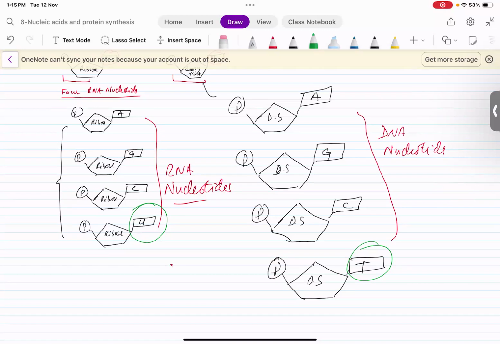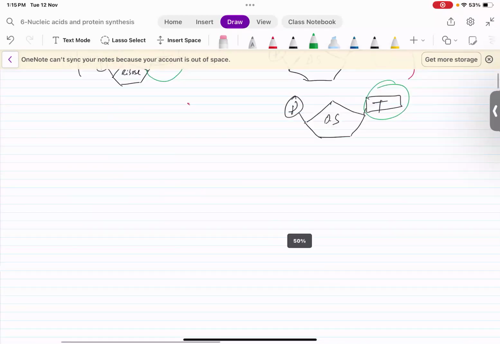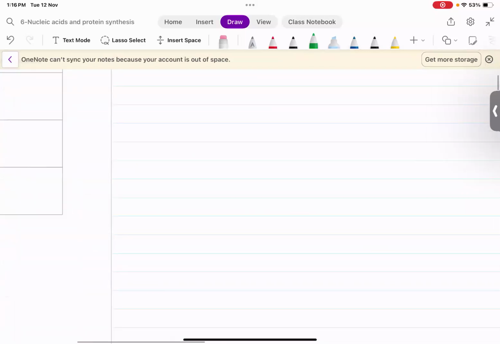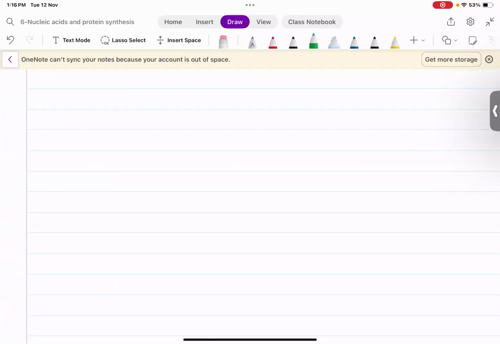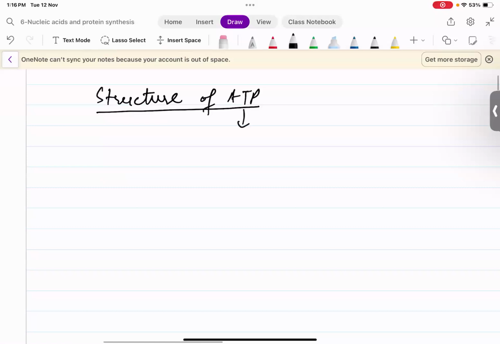Now let's see the structure of an ATP molecule. Structure of ATP. What is the structure of an ATP? ATP stands for adenosine triphosphate.